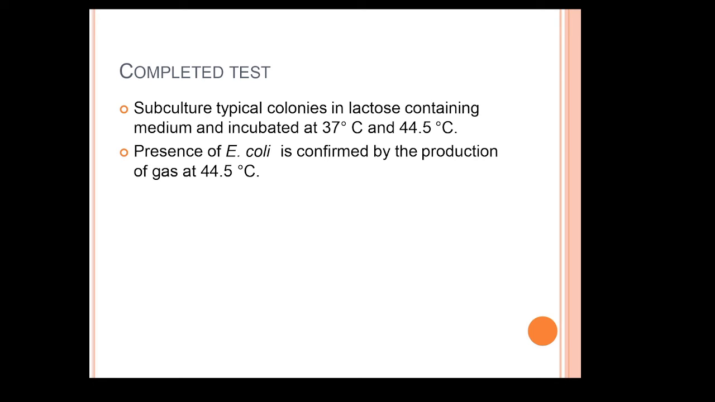Then the completed test. Subculture typical colonies to lactose containing medium and incubate at 37 degrees Celsius and 44.5 degrees Celsius. Presence of E. coli is confirmed by the production of gas at 44.5 degrees Celsius.